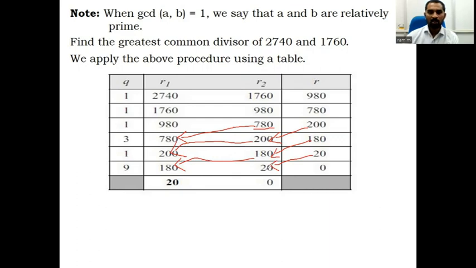So we need to find Q and R first. Q is 9. 9 times 20 is 180. So the remainder is 0. Now we'll make R1 equal to R2 and R is copied to R2. Now we need to check, is it greater than 0? No, it is equal to 0. At this stage, we need to stop our process, and the GCD of A and B will be in R1.